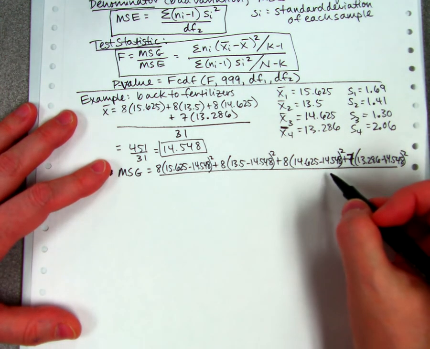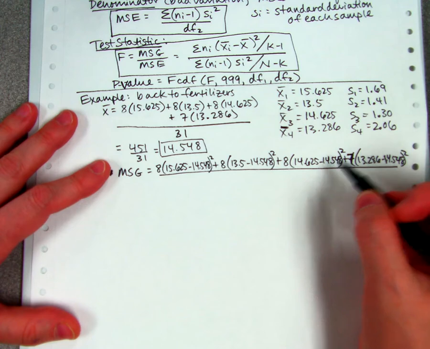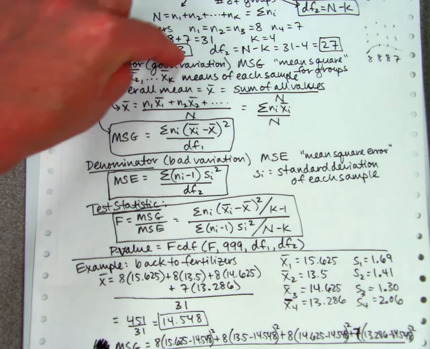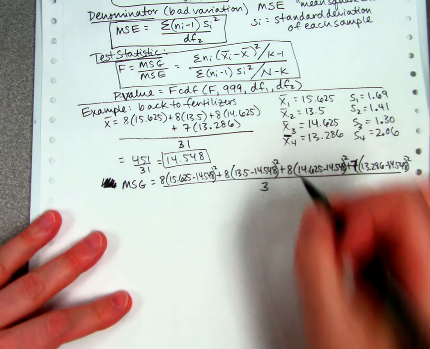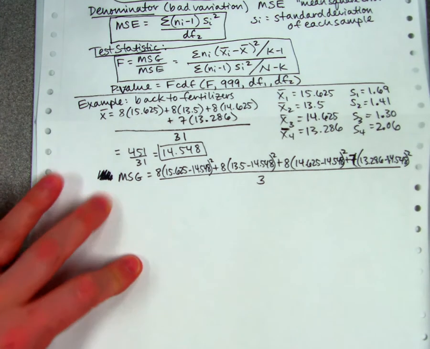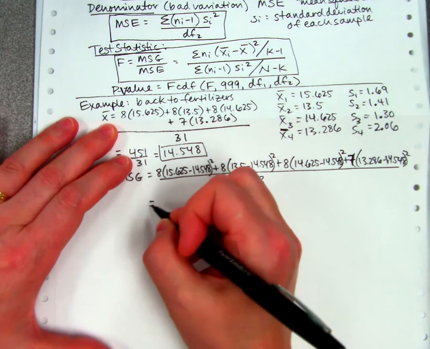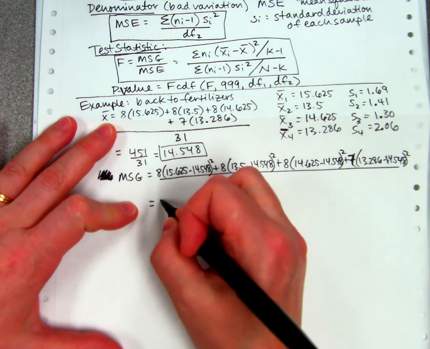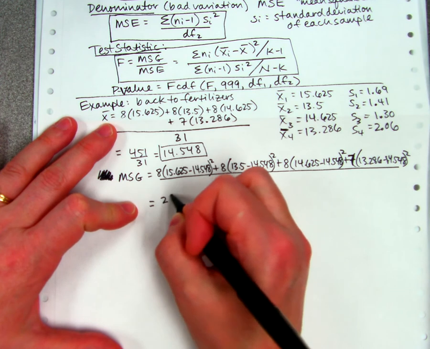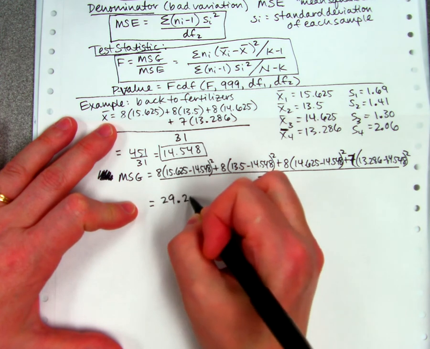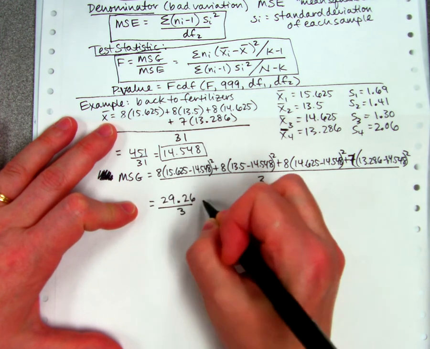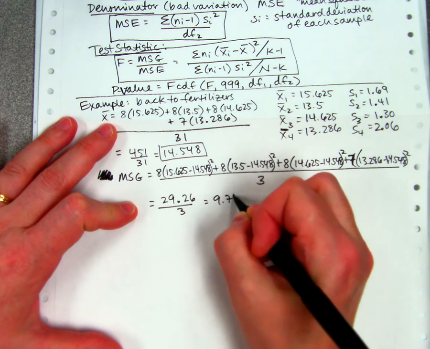On the bottom, we put our DF, which, as you remember from up above, was 3. It was 4 minus 1, because there are 4 groups. Minus 1 is 3. When you do all of that and simplify, the top comes out to 29.26, and the bottom is 3, and you get 9.75.